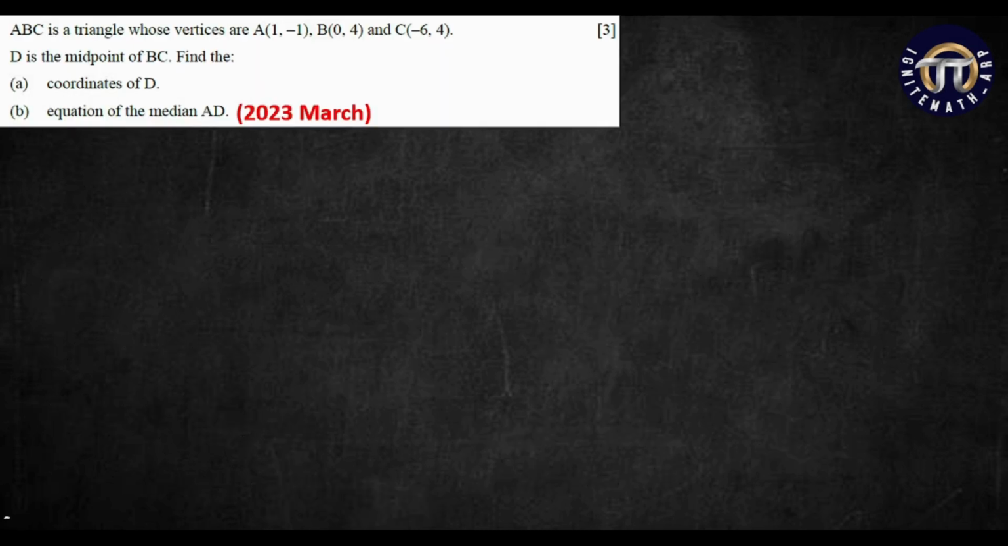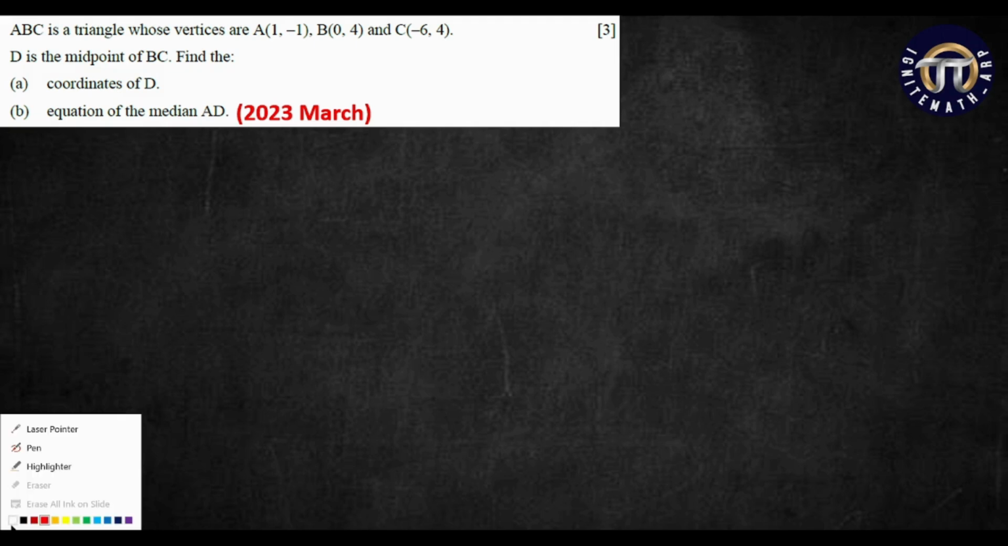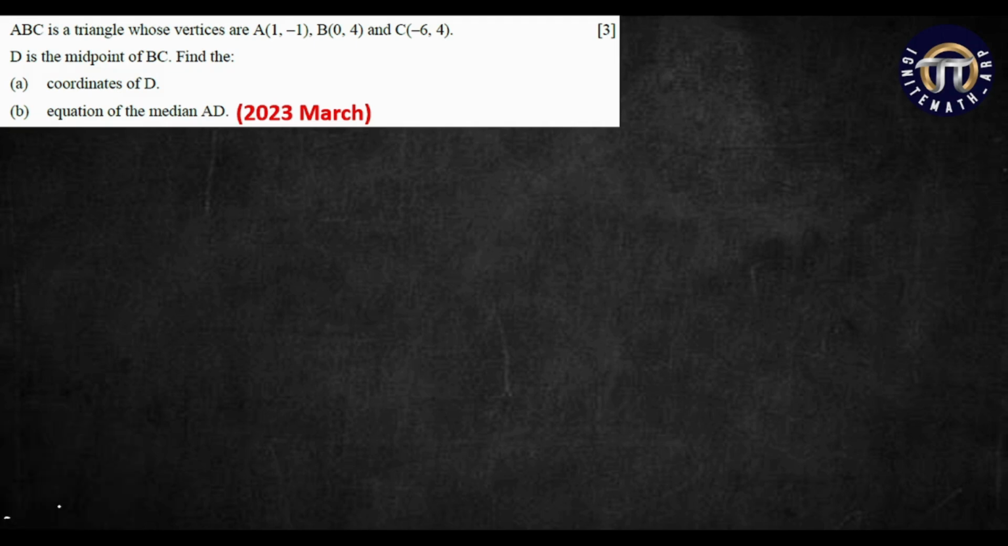Now let's move to the next problem. Observe the question carefully children. In this question, it is given that ABC is a triangle. This question was asked in March 2023, so it is a recent question, children. In triangle ABC, the coordinates of A are given as (1, -1), B as (0, 4), and C as (-6, 4). D is the midpoint of BC. So find the coordinates of D.